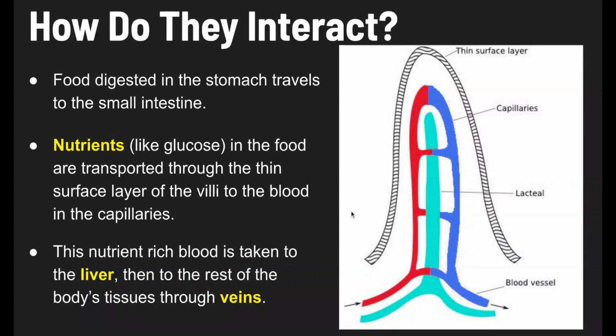So the nutrients in your food have to go through the digestive system first, and it's in the small intestine, specifically through the villi, that the nutrients are transported into your circulatory system. The nutrients enter those capillaries inside the villi, and then once the nutrients are in the circulatory system, they can be transported throughout the rest of the body through veins, and those nutrients can be taken to all the other tissues in your body. So that's the interaction between the circulatory system and the digestive system.